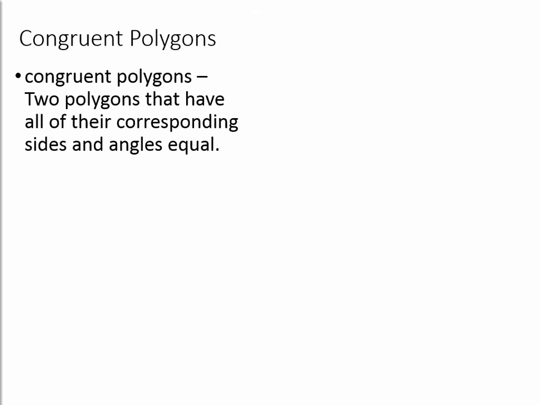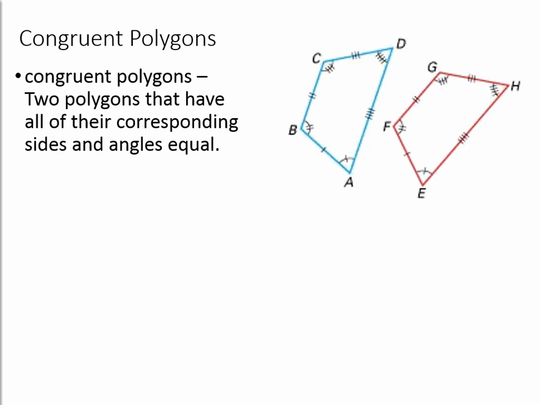Okay, then let's talk about what we call congruent polygons. Congruent polygons are two polygons that have all of their corresponding sides and angles equal. As a matter of fact, I'm going to even come up with an example.